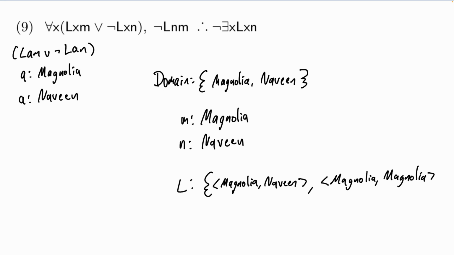So in this case, we have created a valuation where the first premise is true. Everyone meets this disjunction condition. The second premise is true. Naveen does fail to love Magnolia. And the conclusion is false because there is someone that loves Naveen, namely Magnolia loves Naveen. So this reasoning is not valid, and here's a valuation that proves it.